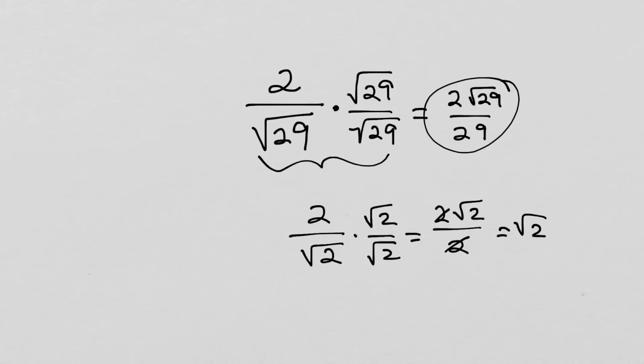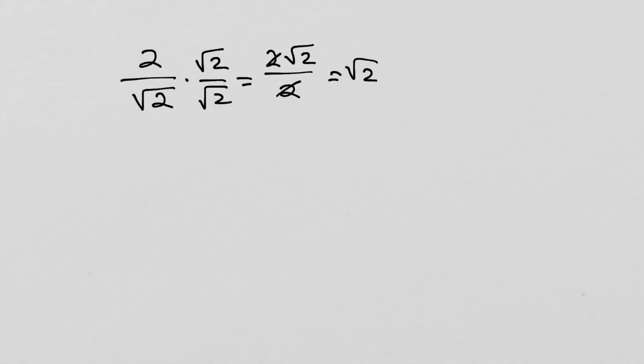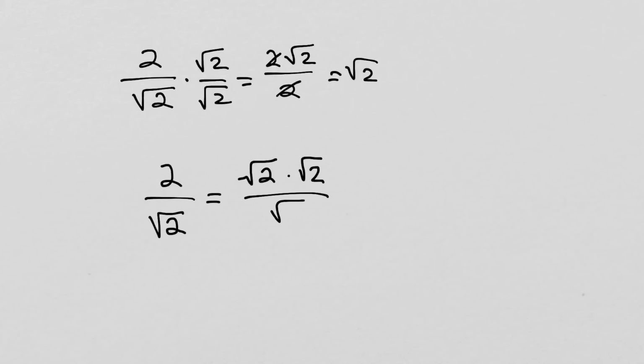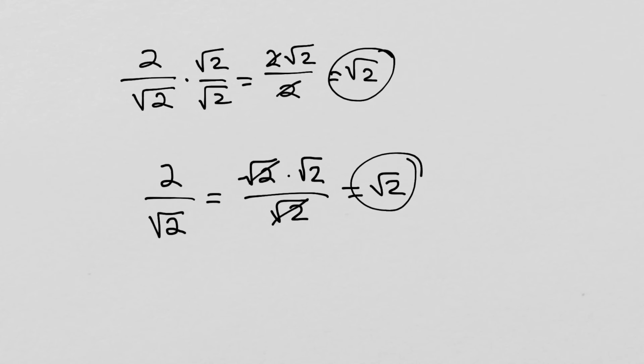But there's another way to think about this. Suppose I start again with 2 over the square root of 2, and I think of the 2 in the numerator as being the square root of 2 times the square root of 2. Then I can just cancel one of the square roots of 2, and I'm left with the square root of 2. So either way, I get square root of 2.